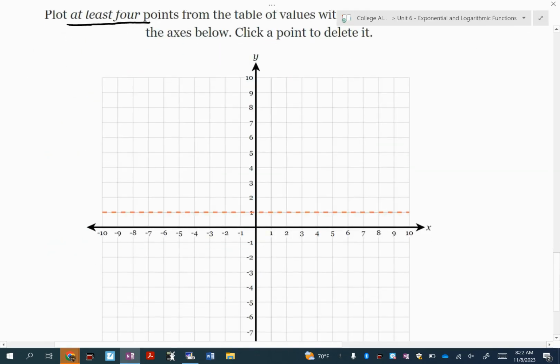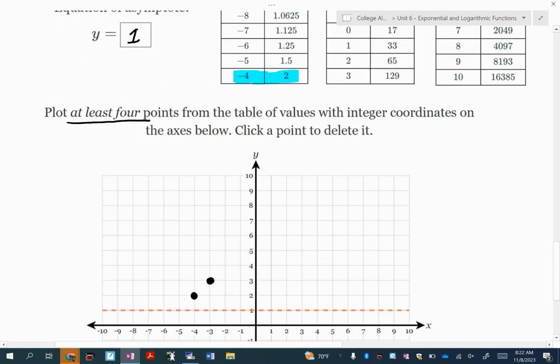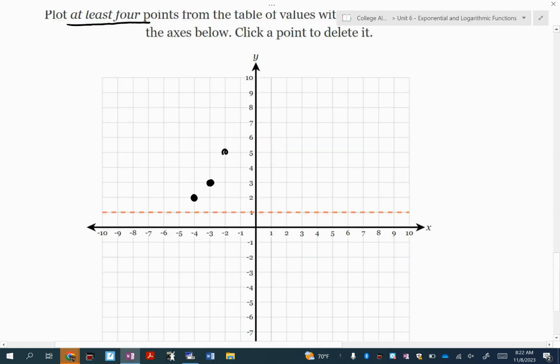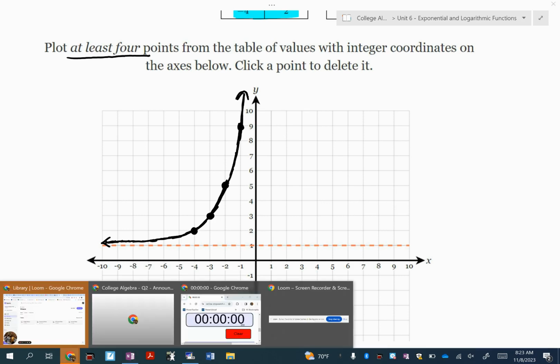So negative 4, positive 2. Negative 3, 3. Negative 2, 5. And finally, negative 1, positive 9. Remember, we're making exponential growth. So try your best to make this look like it's exponential growth. Make sure you go all the way to the end and then put your arrows. If you don't go all the way to the end or put your arrows, it's not going to count it as correct when you practice it. Question, Emmanuel? That's it. That's all I'm asking you to do for this link.